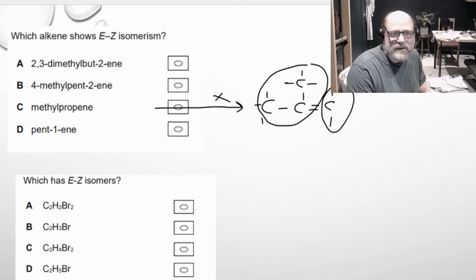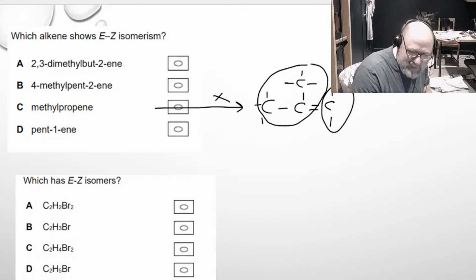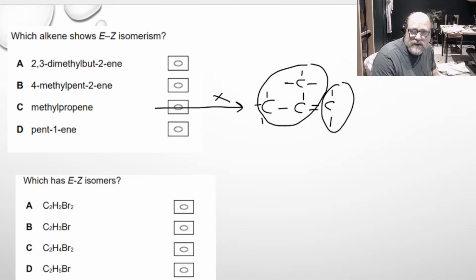Let's not piddle around with that. I was trying to change my camera. Yeah, shrink me. So it can't be C.